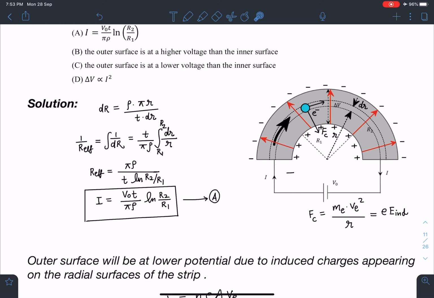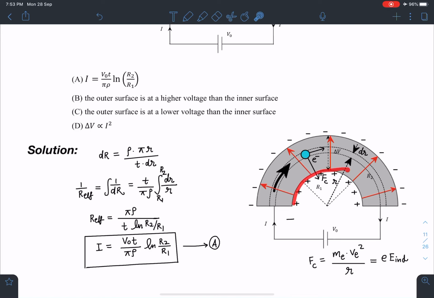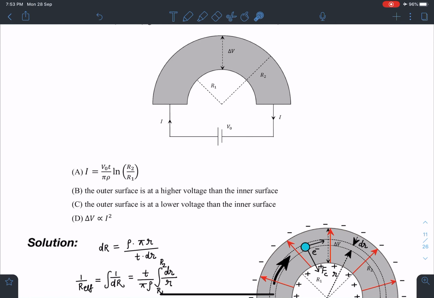So this centripetal force is nothing but mv square by r, where v is the velocity of the electron, and that must be equal to e times E induced, where E induced is the field due to these stationary charges, in the radially outward direction. If the field lines exist like this, the inner surface is at higher potential and the outer surface is at lower potential. So B is the answer. A we have calculated. Now C is not the answer yet, so let's check this potential difference.